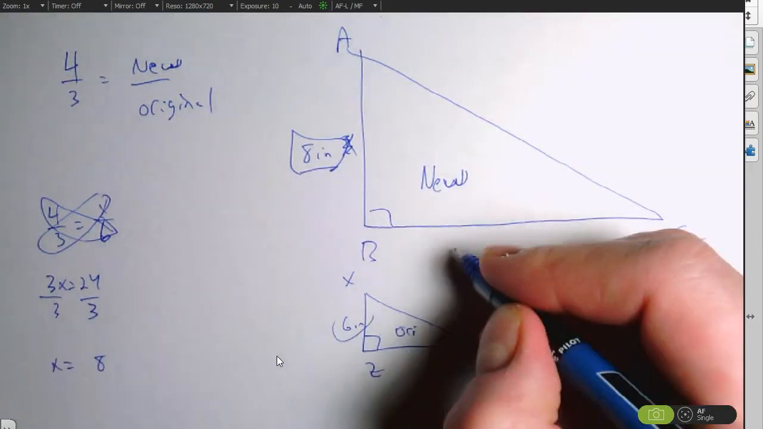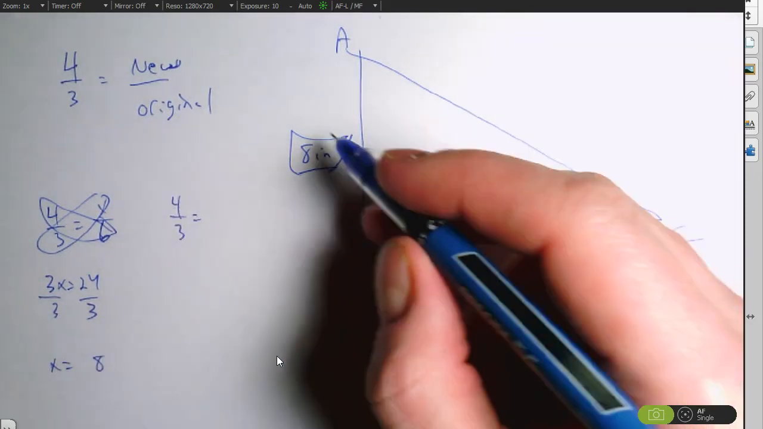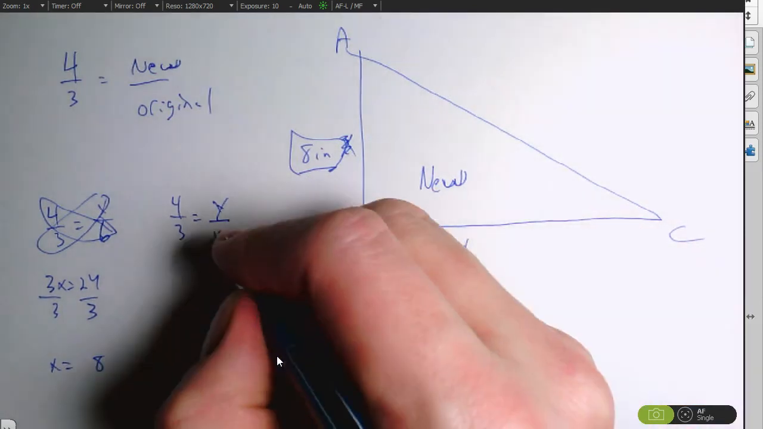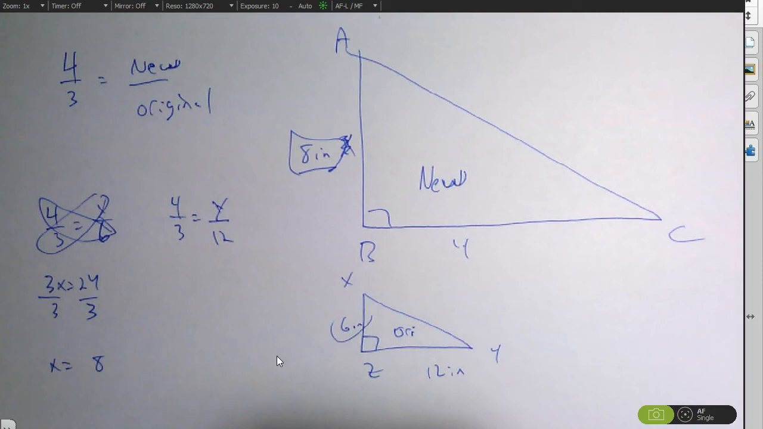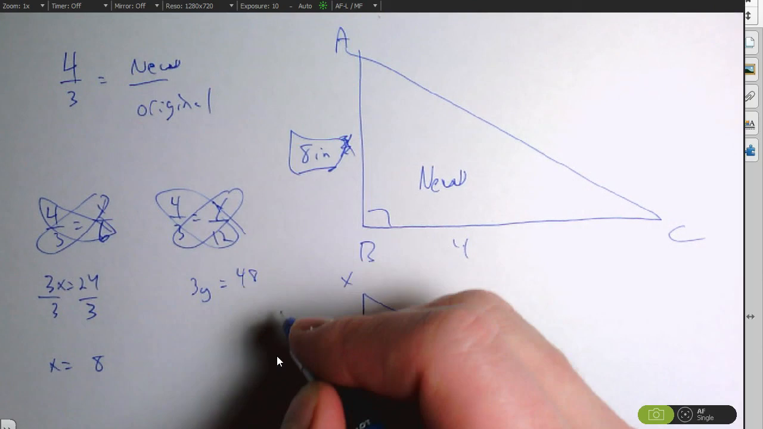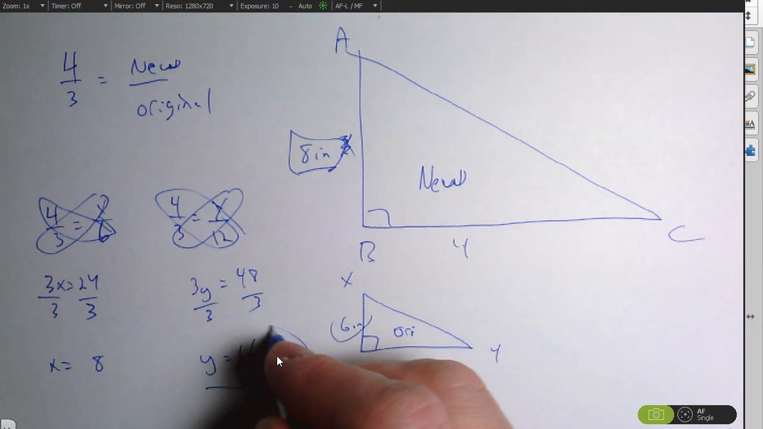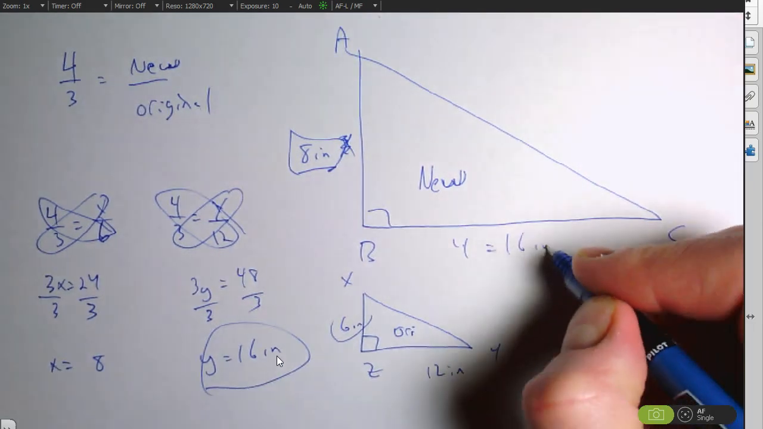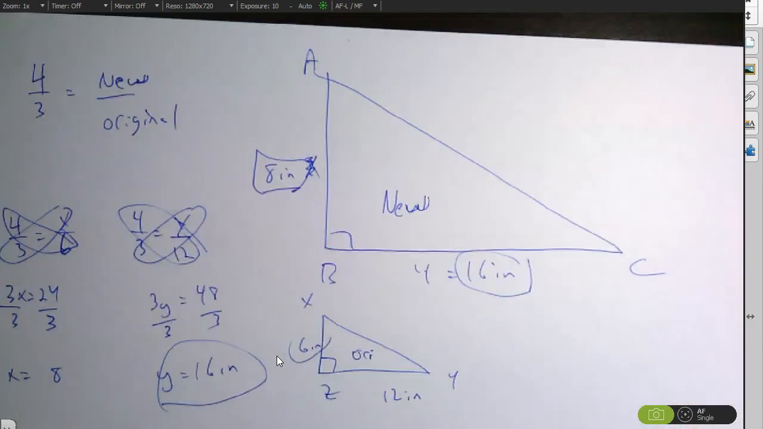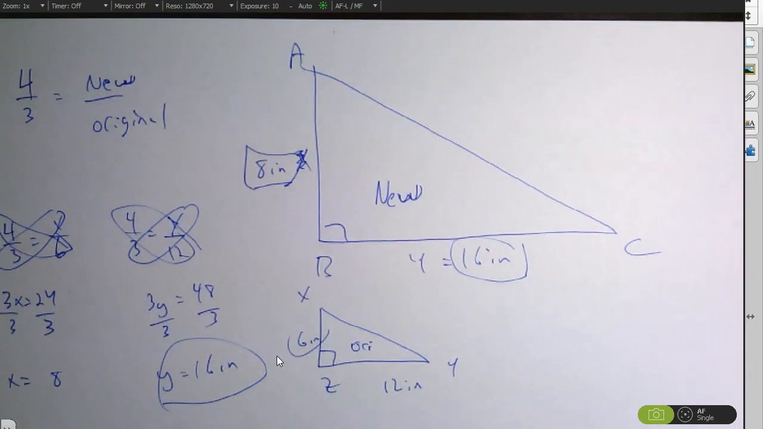Okay. I'll call this one y, and we'll do the same thing this time with 4 over 3 equals new, which is y, over old, which is 12. And then again, repeat the process. Cross multiply. 3 times y is 3y. 4 times 12 is 48. Divide by 3. y is 16 inches. So this side is 16 inches. And that's the scale drawing for us. Okay. 8 by 16. Okay, so that's section 6.7.